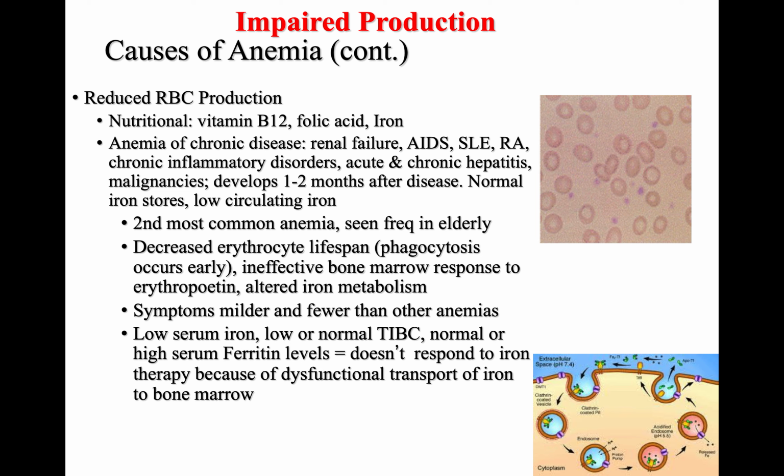Symptoms are milder and fewer than in other anemias. There is low serum iron and a low-normal total iron binding capacity, that's what TIBC is. There are normal or high serum ferritin levels, and it doesn't respond to iron therapy because of dysfunctional transport of iron to the bone marrow.